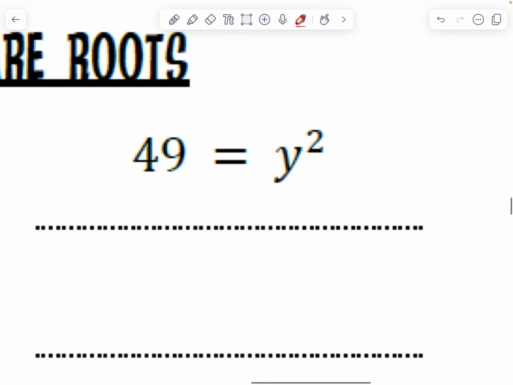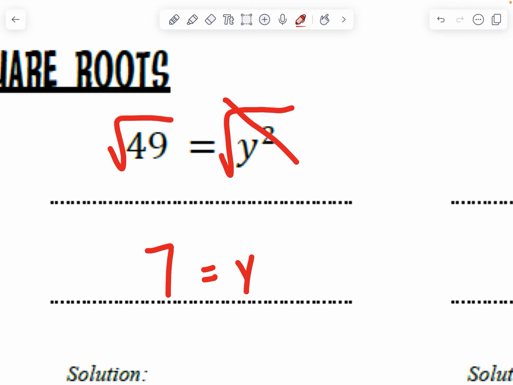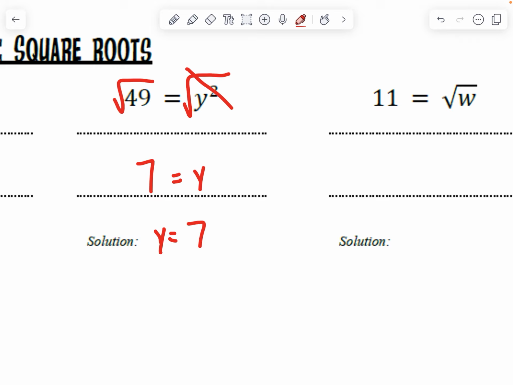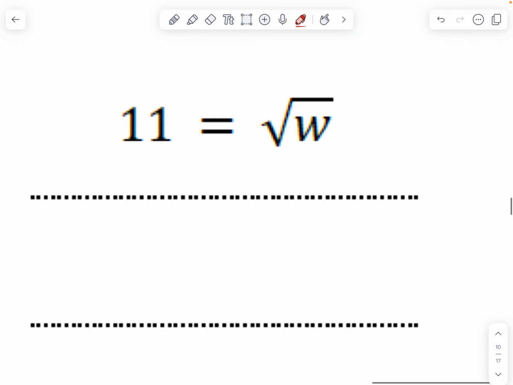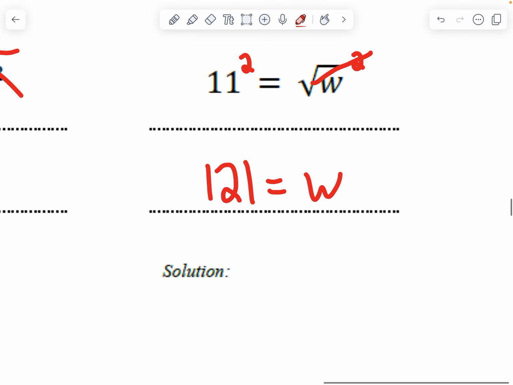Alrighty, so since there is an exponent of 2, that means we will have to square root both sides, canceling out those, which gives you y, and the square root of 49 is 7. So it will be y equals 7. And on this next one, w has the square root, so we have to do the inverse, which is squaring it on both sides. 11 squared is 121. The square root of w squared is just w. And so we'll rewrite it as w equals 121.